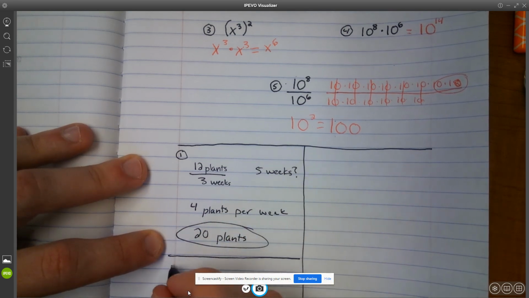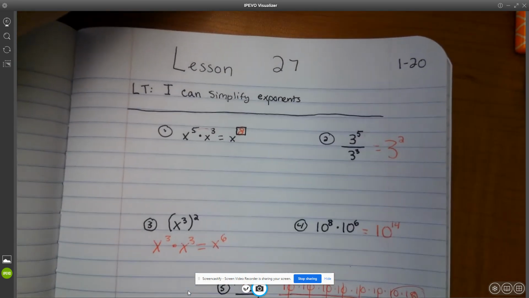Number 2. Again, going to be doing it 1 through 20 if you need more.